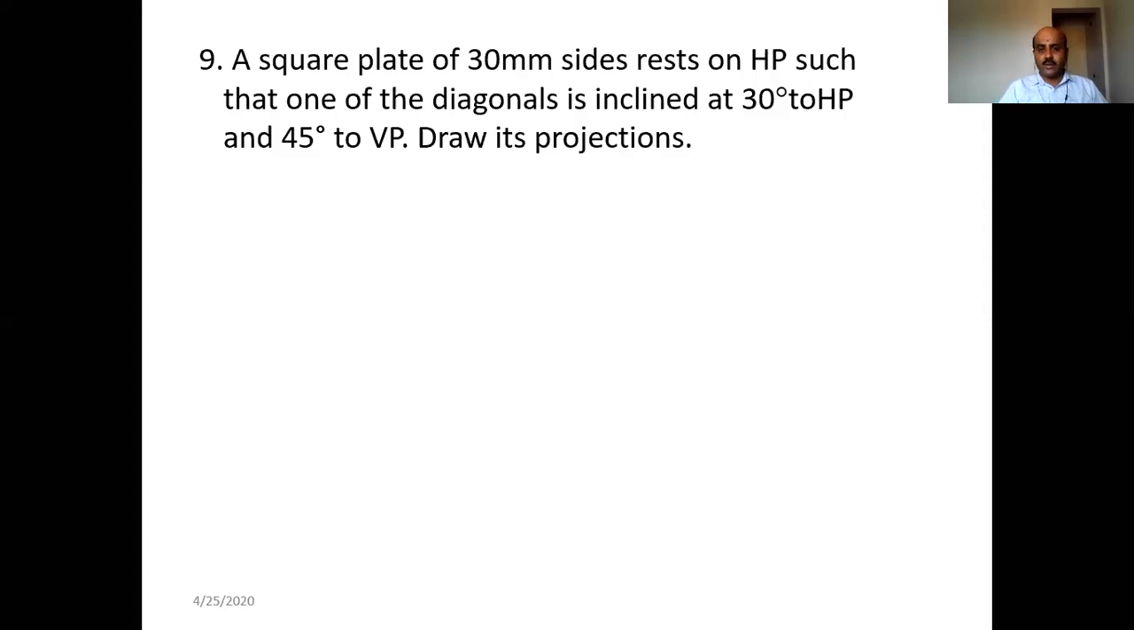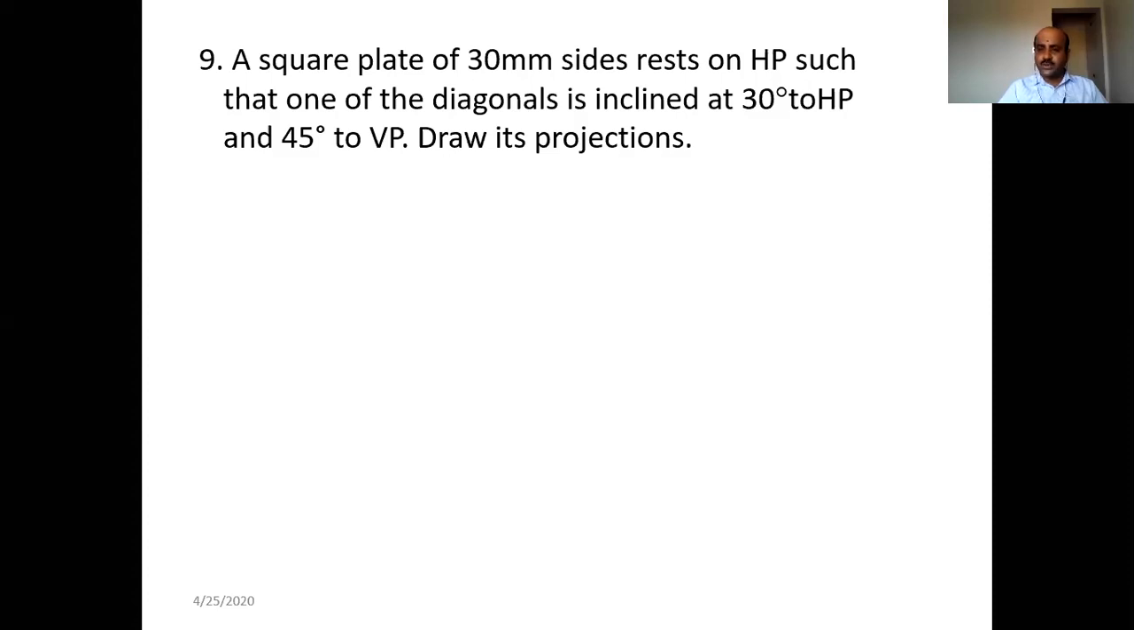A square plate of 30 millimeter side rests on HP. Look at the statement here. It is resting on HP. He has not given whether it is resting on the edge or on the corner. So you should be very careful while solving the problems when you get a beta angle, especially for square and hexagon.